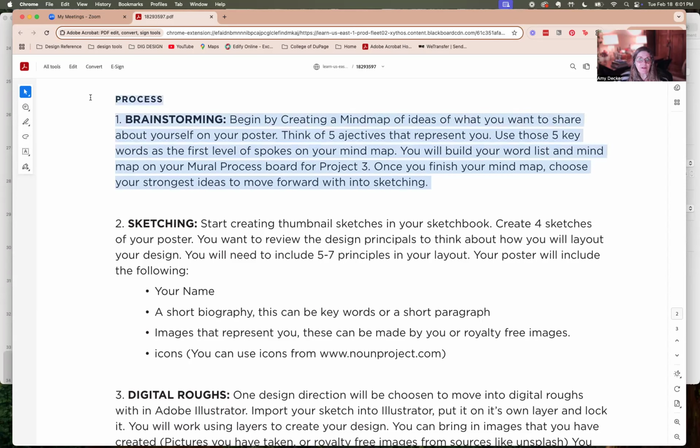So right here is our first process. And I'm going to just stop here because what we're going to do now, between now and the end of class, is we're going to start our brainstorming session together. And then you'll finish it at home. And when we come back to class on Thursday, you will have finished your mind map and we will be sharing it, so we can help together choose our strongest ideas to move forward with for our posters.